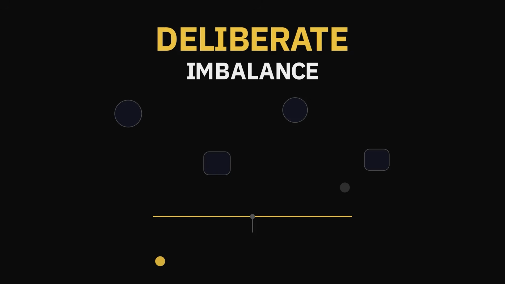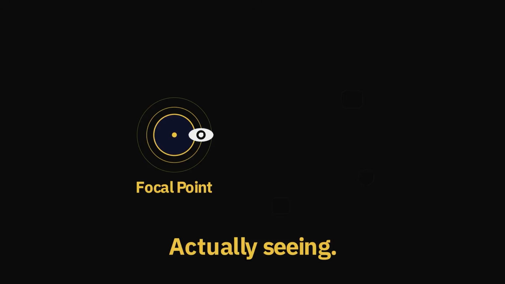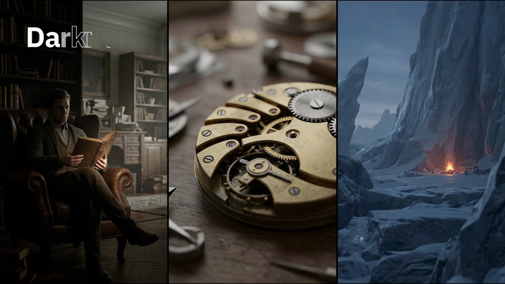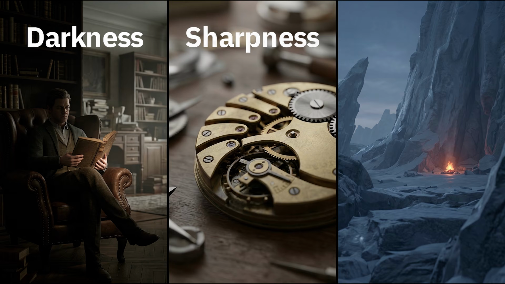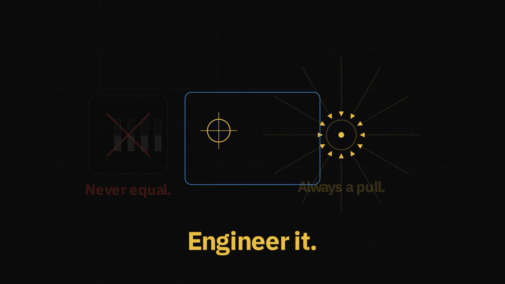What you actually want is deliberate imbalance. You want one region of the frame to be clearly heavier than the rest. That heaviness is what creates a focal point, and a focal point is what gives the viewer permission to stop scanning and actually start seeing. Think about any cinematic image you've genuinely found beautiful. There's always a clear heavy point, always. Sometimes it's a dark shadow in one corner, sometimes it's a sharp object against a soft blurred background, sometimes it's a small warm detail in an otherwise cool and grey frame. The weight is never equal. There's always a pull. Your job is to engineer that pull on purpose.